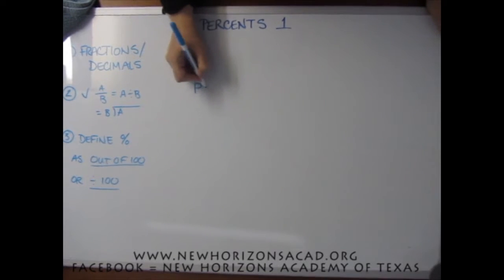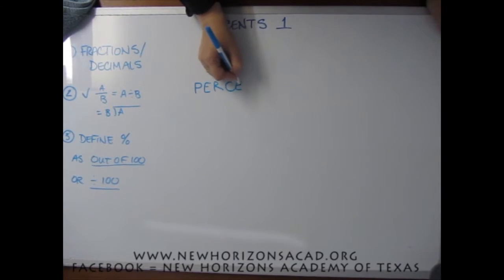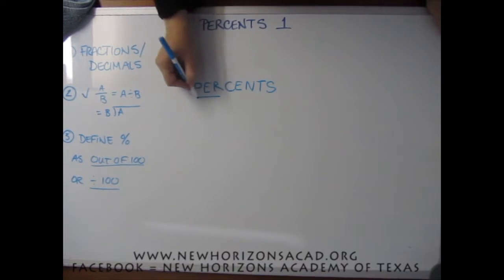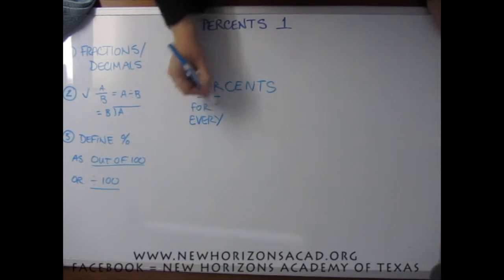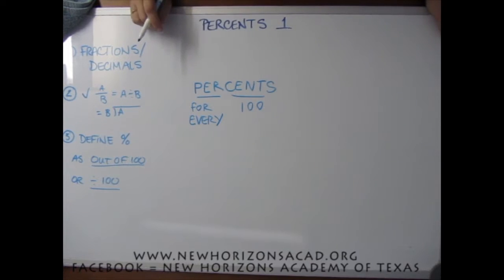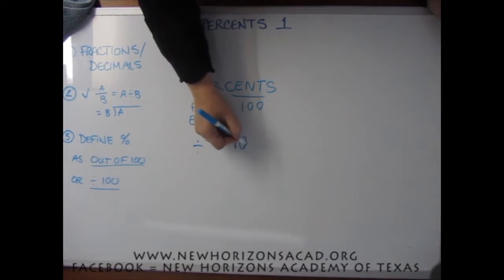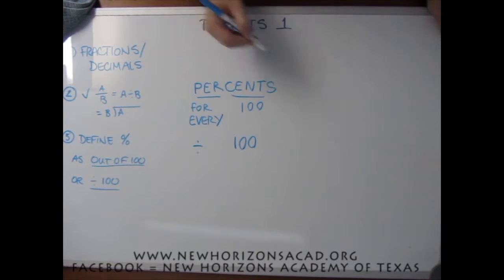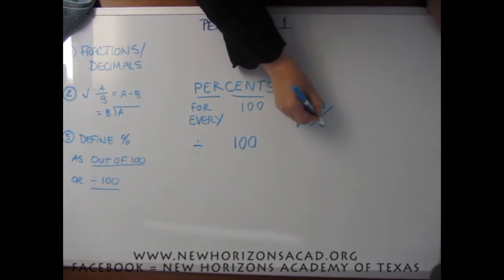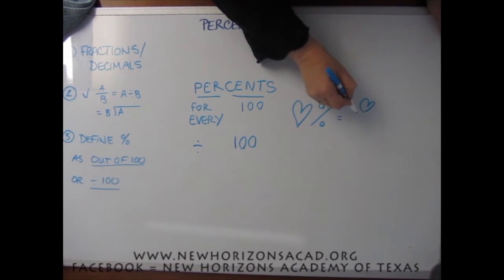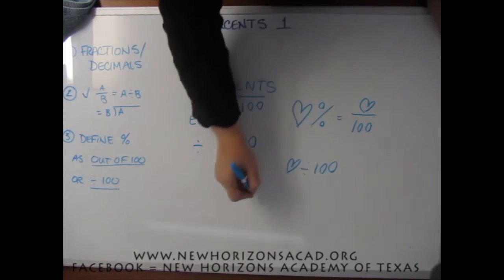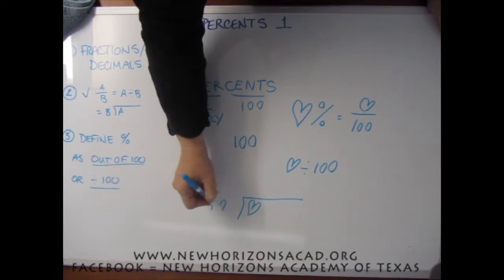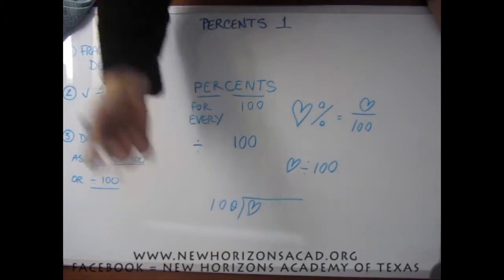Percents. Most people correctly get percents defined as per, for every, and cent being 100, for every 100. I want to take that definition one step further, divided by 100. From this viewpoint, any percent would mean that heart divided by 100, that heart divided by 100. They're all the same thing.